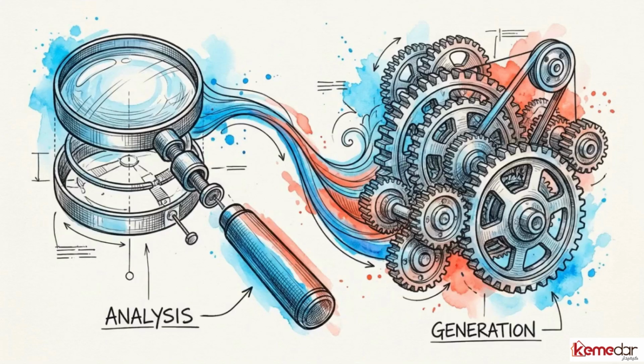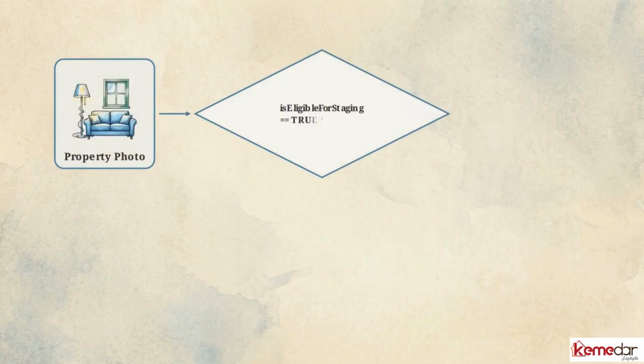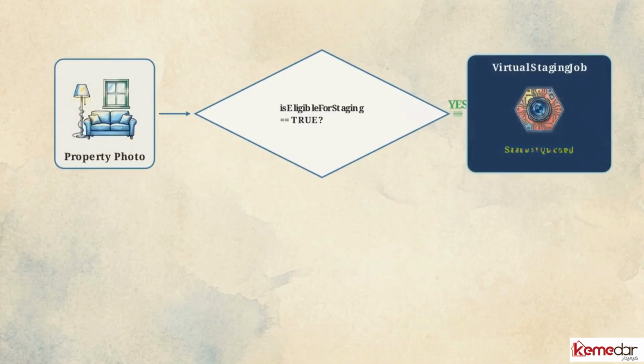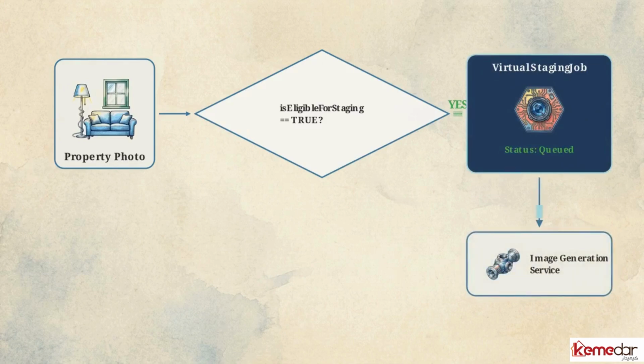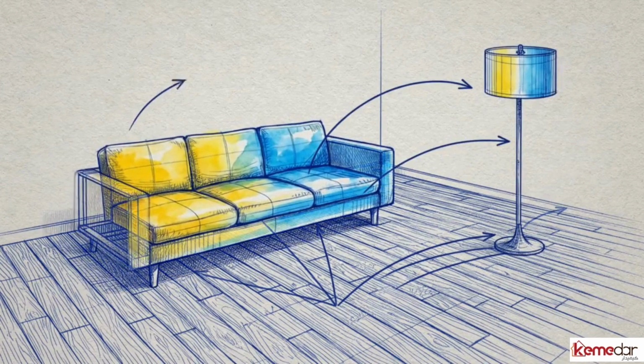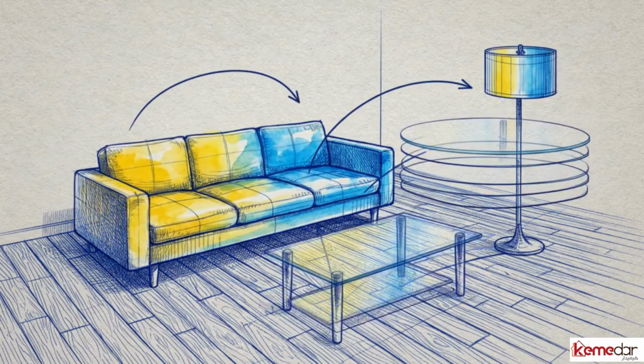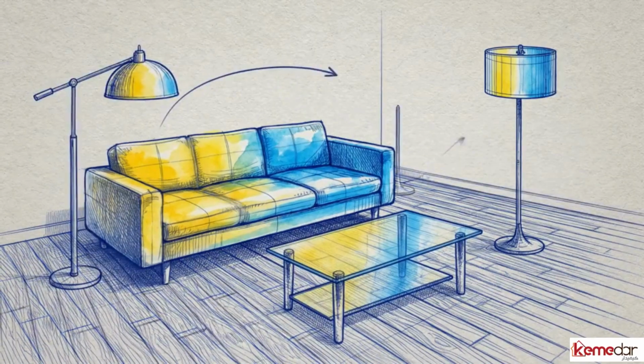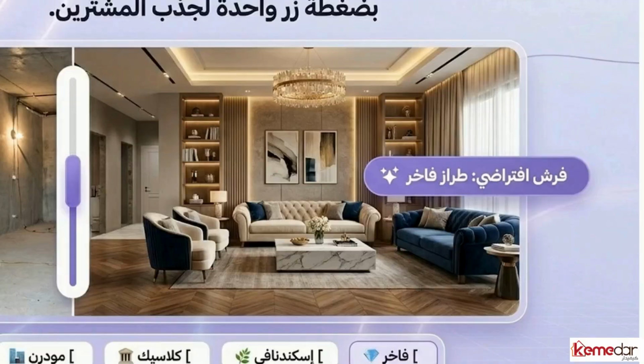The architecture moves from simple evaluation to active modification. If the system scans an empty room and sets the "is eligible for staging" Boolean to true, it automatically initiates a virtual staging job workflow. The vision model dynamically writes a specific architectural text prompt, mapping physical dimensions and applying the selected interior design style to populate the space. The generated output is seamlessly integrated into the property gallery.